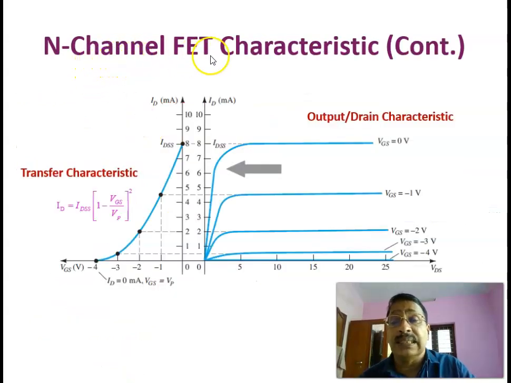Continuing the N channel JFET characteristics. This is, as you know, the drain characteristics or output characteristics. It is a plot of VDS versus ID for different VGS. We have already seen that one.